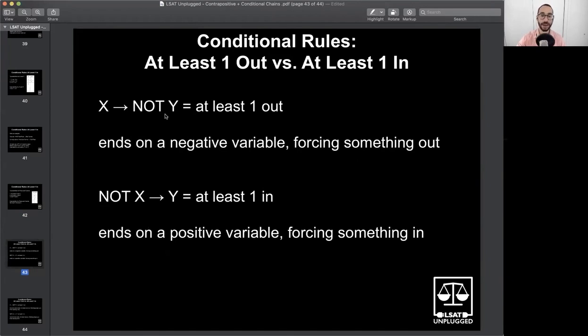When we end on a negative, we are forcing something out. So look at the necessary condition. That tells you what must result. If we end on a negative, we're losing something. If we're losing something, that means we could not have both because something was forced out.